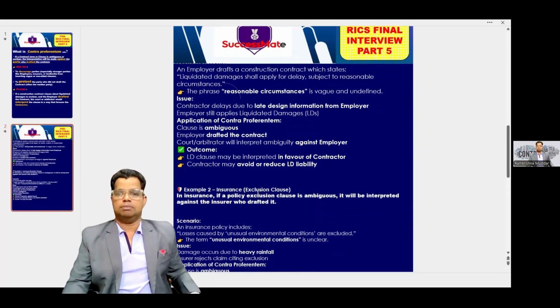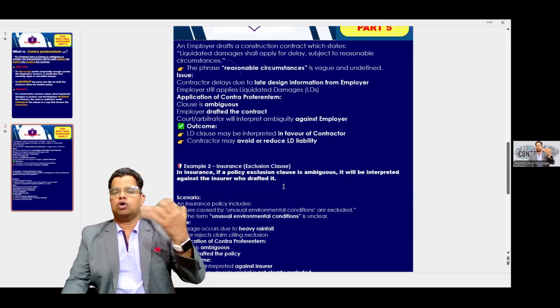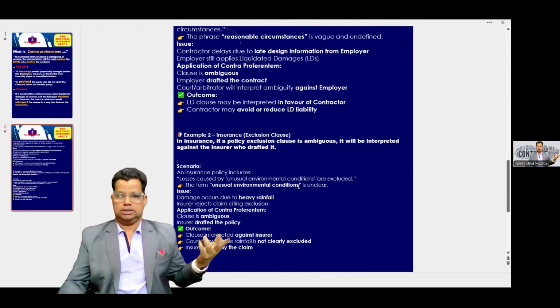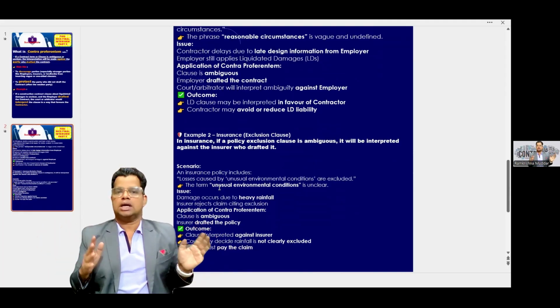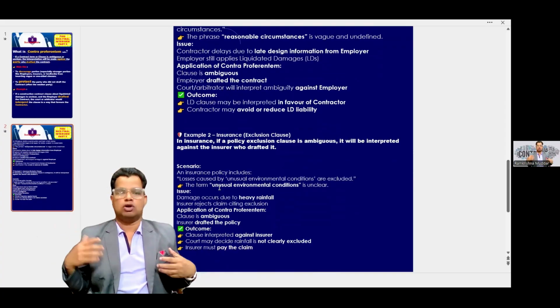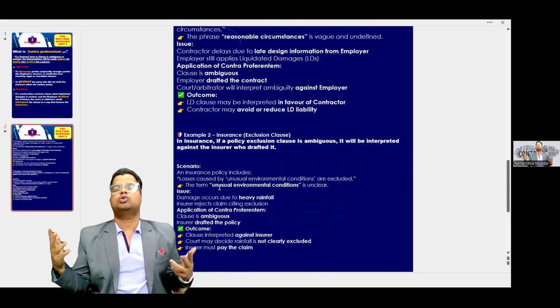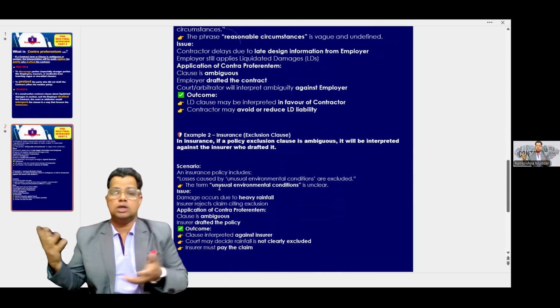Let's go to another example. In insurance, if the policy exclusion clause is ambiguous, it will be interpreted against the insurer who drafted it. Scenario: the insurance policy excludes loss caused by unusual environmental conditions. The term unusual environmental condition is not clear. So, in a scenario where the damage occurs due to heavy rainfall, the insurer will reject the claim because it says unusual environmental condition, whereas rainfall is usual.